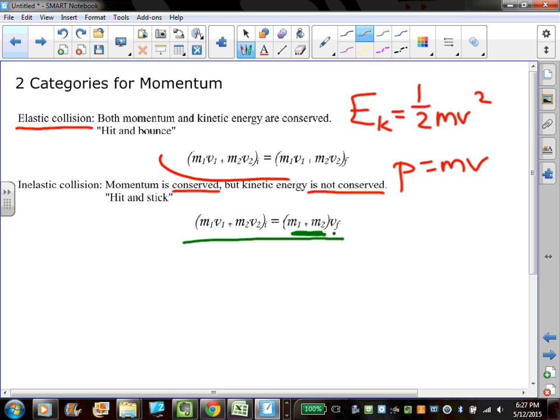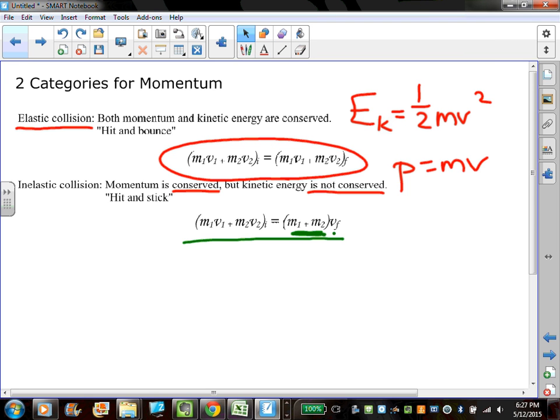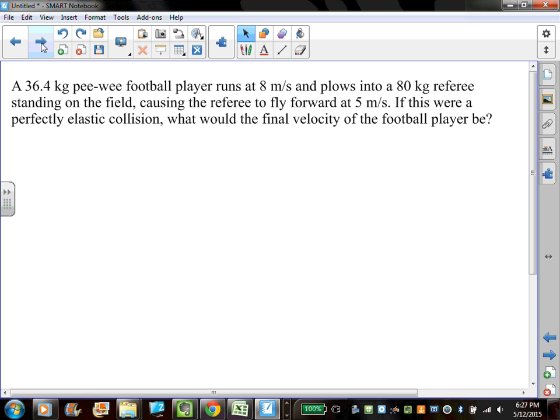So we're going to be using this equation, okay? There's no outside forces on this collision. It's just the kid and the referee. There's nothing else pushing them or anything. So we know momentum will be conserved. And we're going to use this elastic collision equation to help us solve this, okay?